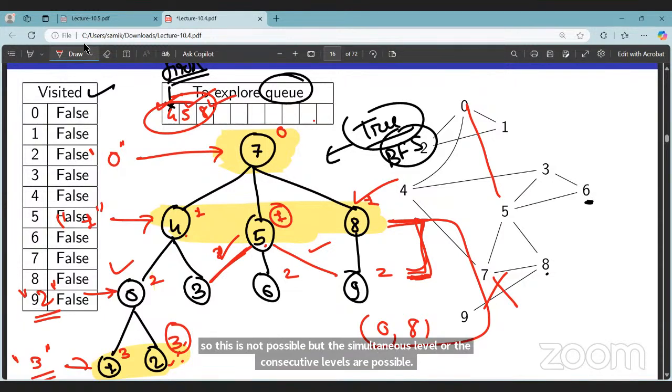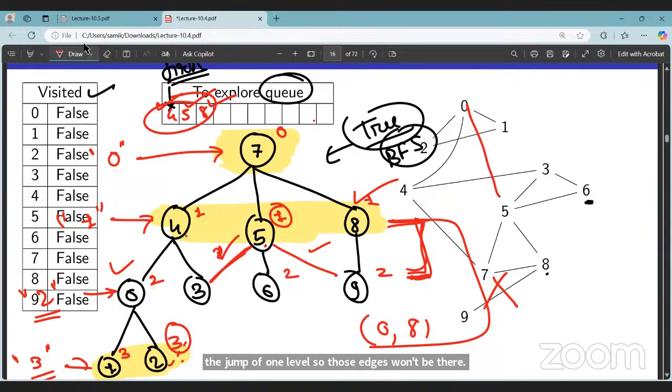Are you getting my point? What I want to say? Yeah, ma'am. Yeah, just think about it. You will get the motivation. You will get the intuition of how this is going to work.